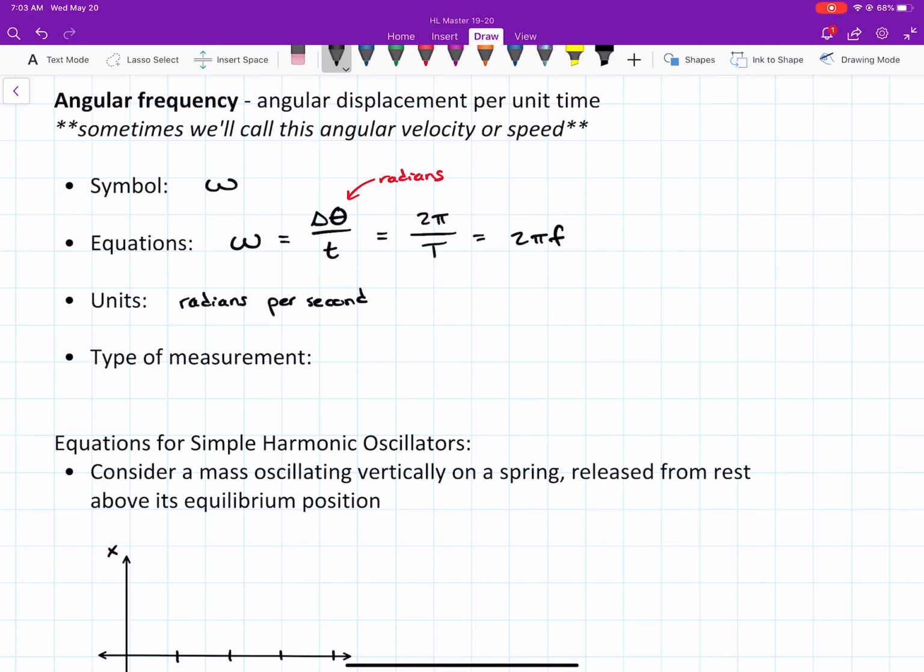Or another way we could write that is just radians seconds to the -1. And there's not really a direction on this, it's just what angle we're going through. And we don't really measure clockwise or counterclockwise, so we're just going to say that this is a scalar measurement.